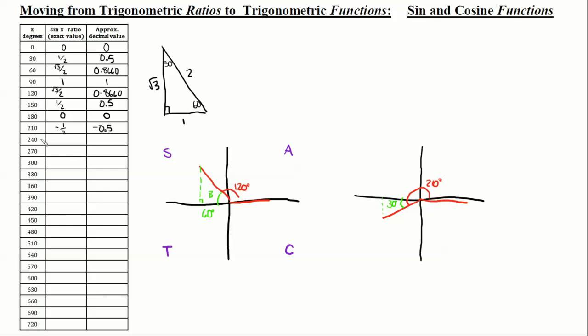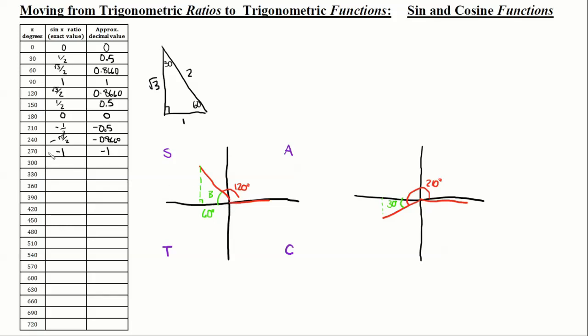Okay, giving me negative 0.5. Okay, for 240, that would be a related acute angle of 60 degrees, which again gives me a value of root 3 over 2. And again, this is going to be negative because it lies in quadrant 3. So negative 0.8660. Okay, 270 degrees, that's going to give me a value of negative 1.